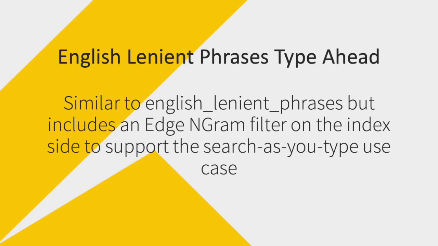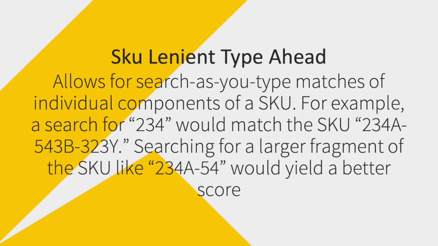English lenient phrases type ahead is similar to English lenient phrases, but includes an edge n-gram filter on the index side to support the search as you type use case. SKU lenient type ahead allows for search as you type matches of individual components of a SKU. For example, a search for 234 would match the SKU 234A-543B-323Y. Searching for a larger fragment of a SKU like 234A-54 would yield a better score.